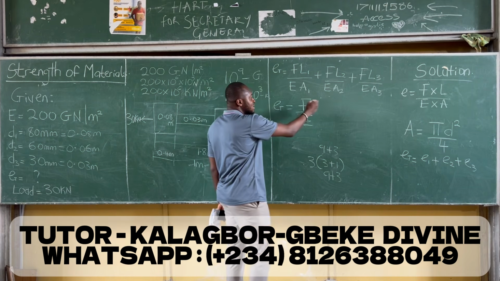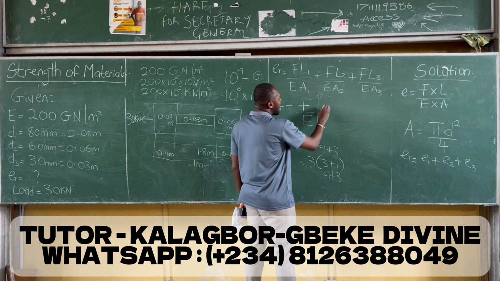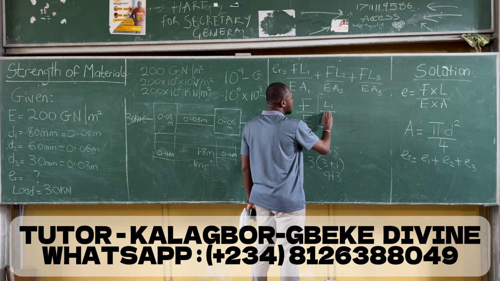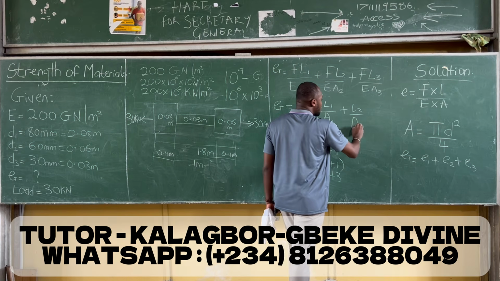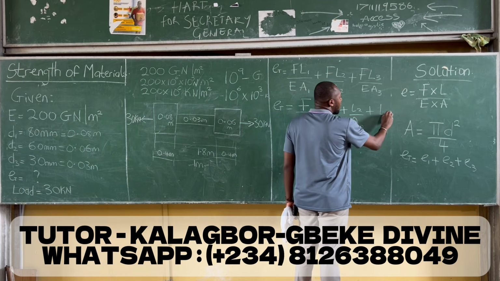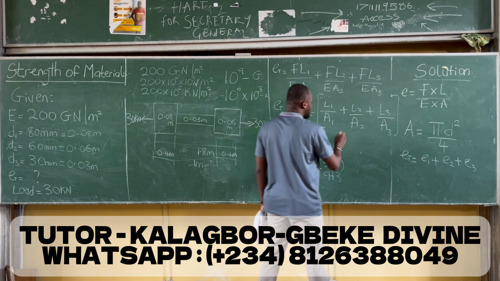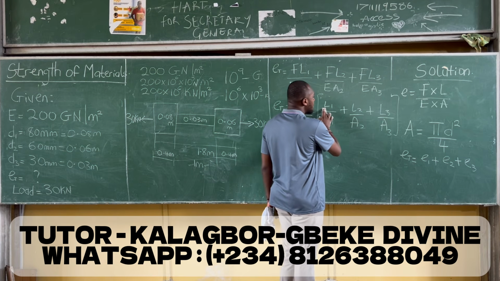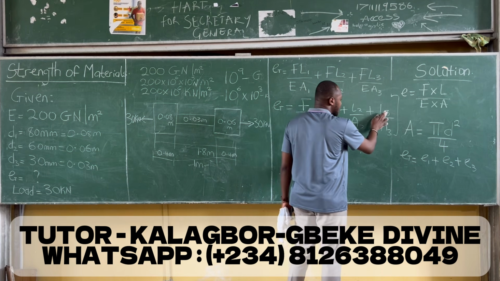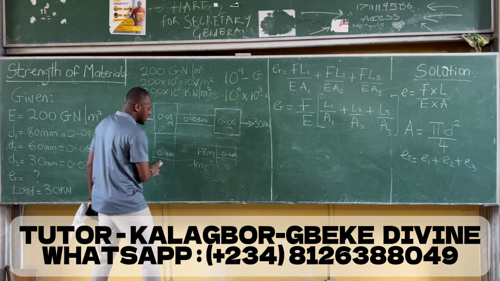So that's what we are trying to do now. We are factoring this out. So it will now be what? We bring out F over E. We now have L1 over A1 plus L2 over A2 plus L3 over A3. So this is how it will look. So next up, since we already know L1, L2, L3 as 0.4, 1.0 and 0.4.